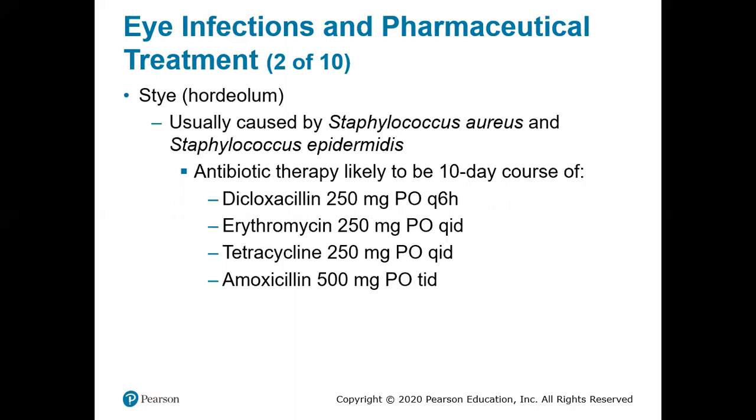This is usually caused by Staphylococcus aureus and Staphylococcus epidermidis. Antibiotic therapy is likely to be a 10-day course of dicloxacillin, 250 milligrams by mouth every 6 hours, erythromycin, 250 milligrams by mouth 4 times a day, tetracycline, 250 milligrams by mouth 4 times a day, or amoxicillin, 500 milligrams by mouth 3 times a day.